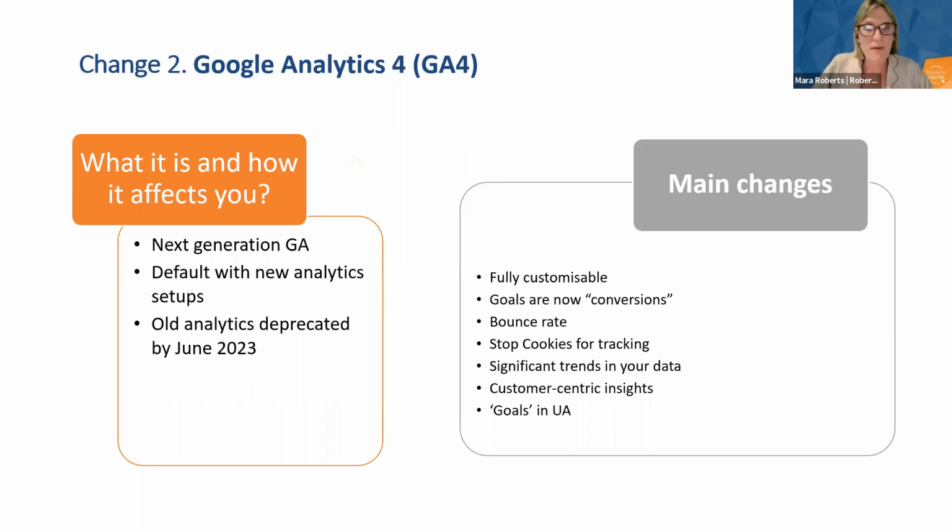Another change is that the bounce rate is now going to be called the engagement rate. So before, on Universal Analytics, the bounce rate was if someone visited the website and did nothing, they would be called a bounce, and that would go to your bounce rate. And typically we were seeing schools getting a bounce rate of about 40% of their traffic. Now it's called an engagement rate.